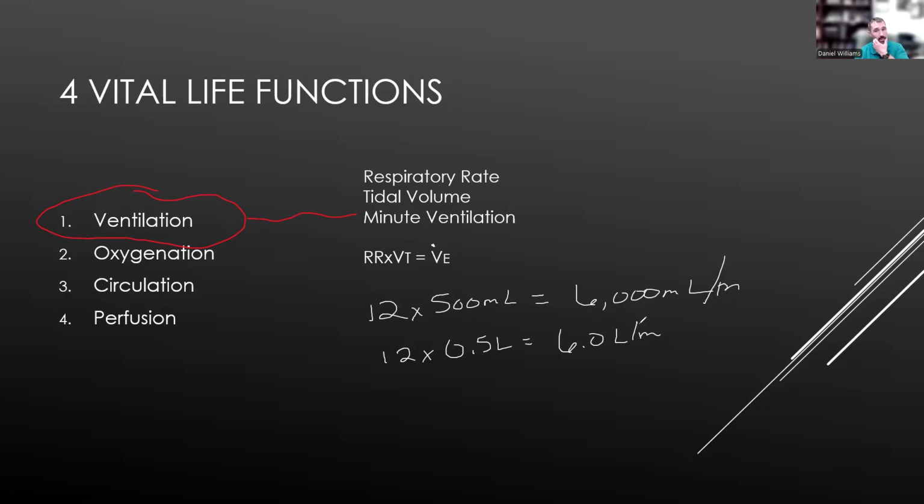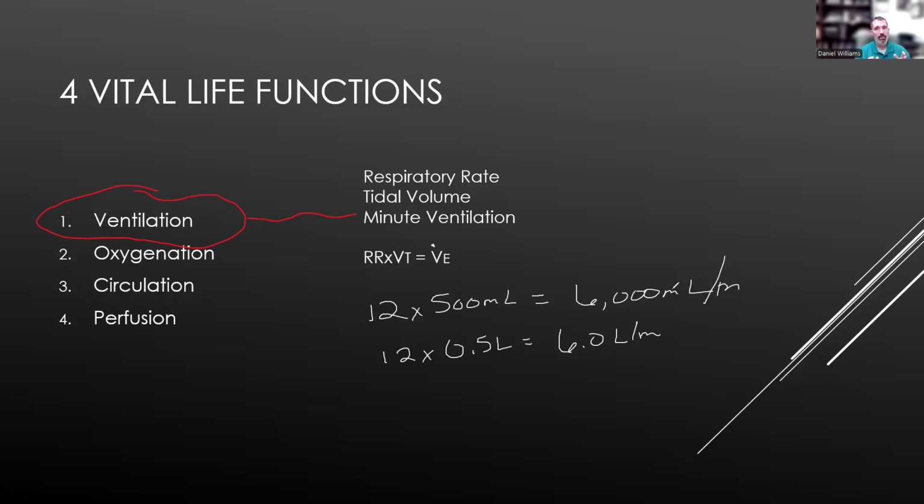And that can be per minute as well. Per minute ventilation. So this means if I breathe 12 times per minute, each of those breaths I'm breathing in 500 milliliters. Over the course of a minute, I have essentially moved 6,000 milliliters, or 6 liters per minute, of volume in and out of my chest within that minute. So that is our minute ventilation.